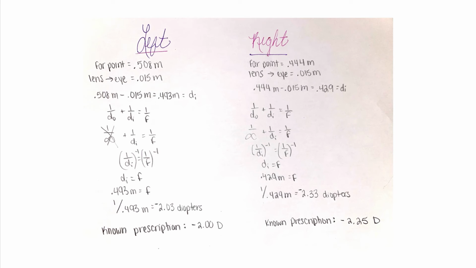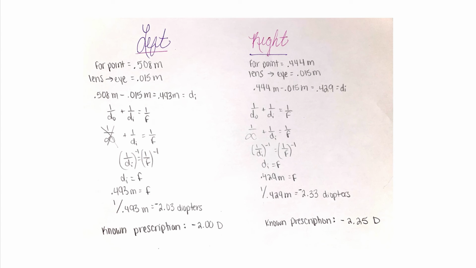My far point was determined to be 0.508 meters for the left eye and 0.444 meters for the right eye. Using 0.015 meters as an approximate distance between my glasses and my eye, I found the dI to be 0.493 meters on the left and 0.429 meters on the right. Lens power was found to be negative 2.03 diopters for the left eye, while the right eye was negative 2.33 diopters.